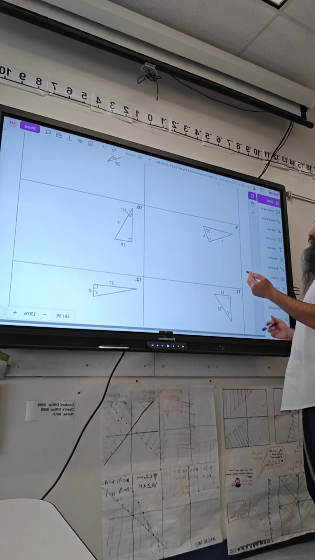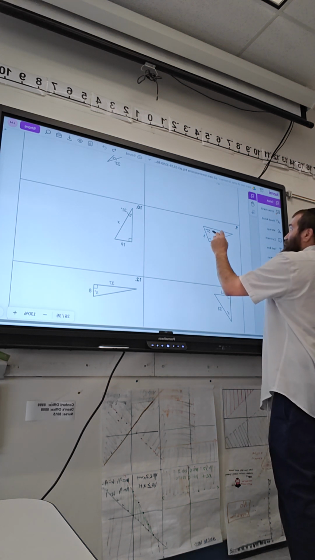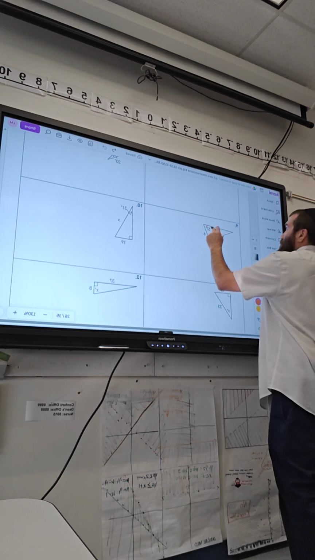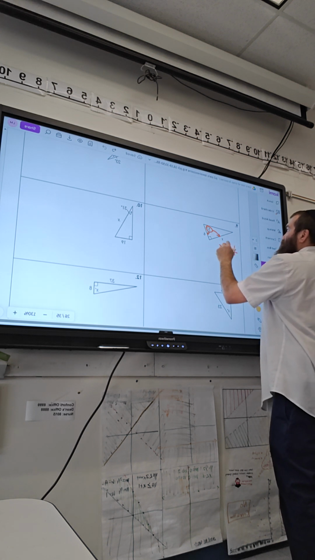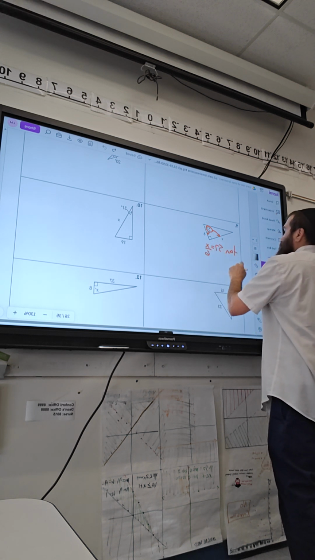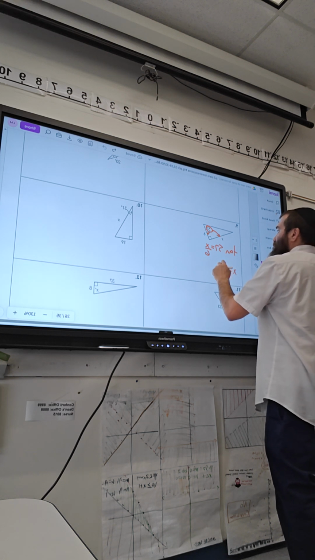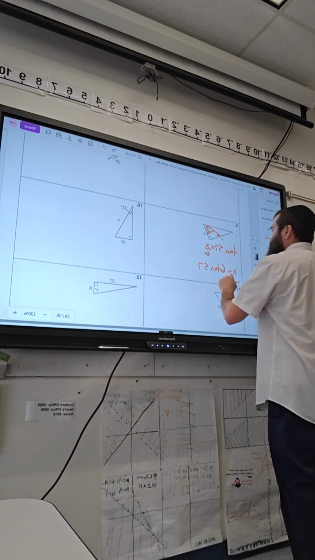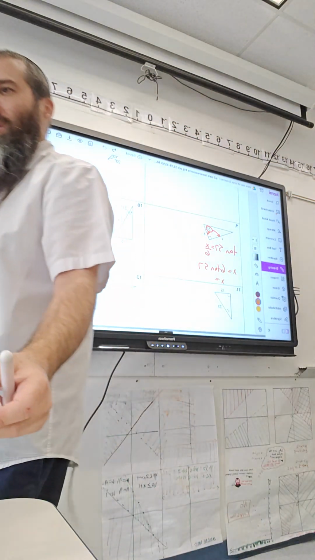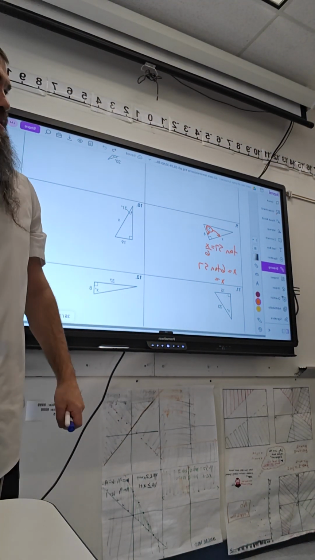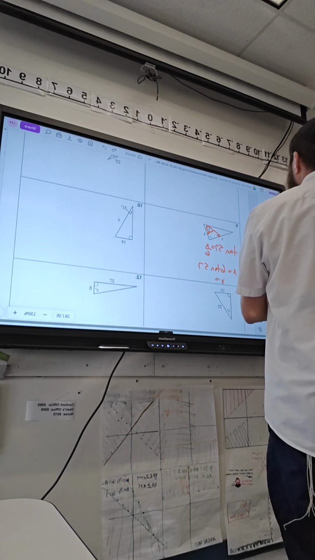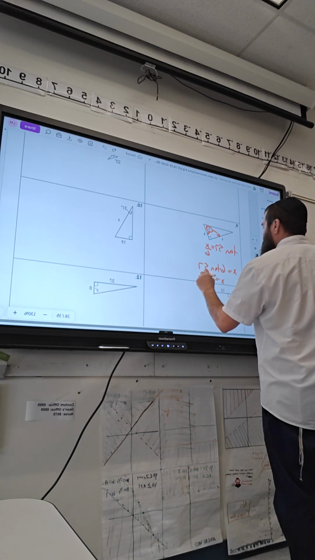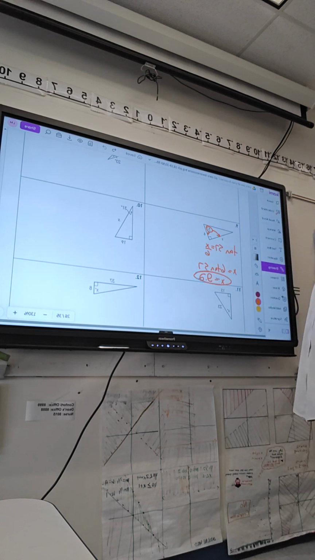So again, this one, well, I guess we did this one right here. We have an opposite, we have an adjacent, so that's tangent. So we go tan 57 equals x over 6. So x equals 6 tan 57. So x equals... lost calculator... 9.2? Okay, x equals 9.2. All right, that's one kind.